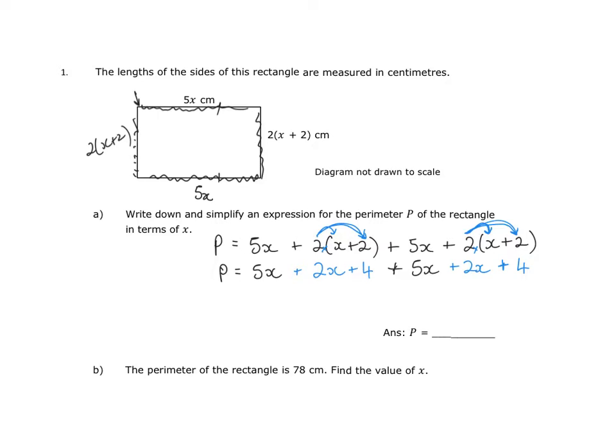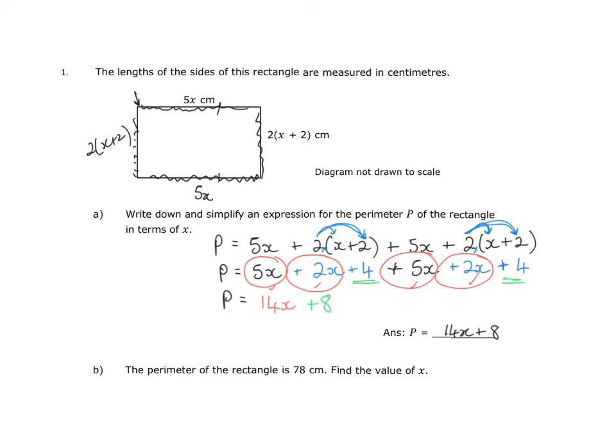Okay, so we can join up the x's. We have 5x plus 2x plus 5x plus 2x. So that's 5, 10, 11, 12, 13, 14x. And we have plus 4, and that is plus 8. Don't forget, we can't add the numbers that have an x with them, alright, with the numbers that are constants. So that is the final answer, 14x plus 8.